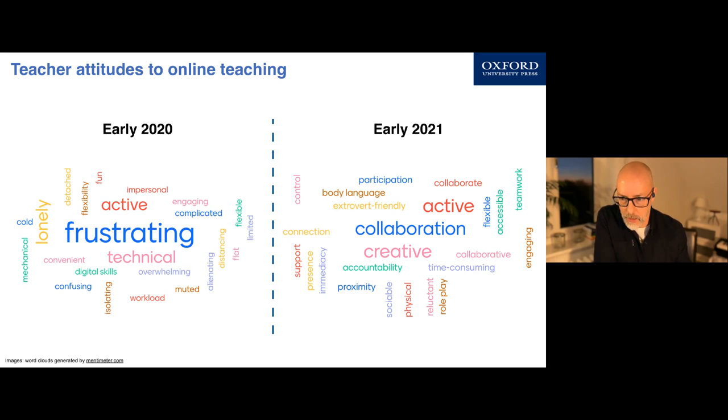And I think if you have a look at the language, you can see over time, over the last year, there's been a change in attitudes towards the use of online tools and the shift to online learning spaces out of the physical classrooms. You can see the biggest word on the left-hand side is frustrating. There's a huge amount of frustration. Impersonal is in there, complicated, overwhelming, workload, confusing. Lonely was another one that was interesting. Lonely, the sense of isolation, cold. So all of this kind of negative language was coming out of my colleagues at the beginning of the year.